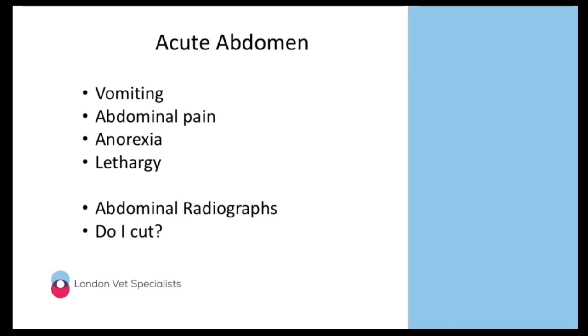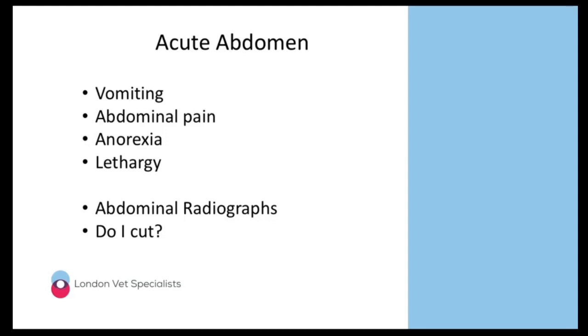So today we're going to talk about patients presenting with acute abdominal signs. This is very loosely defined as patients presenting with these clinical signs: vomiting, abdominal pain, anorexia, lethargy, or a combination of all four.